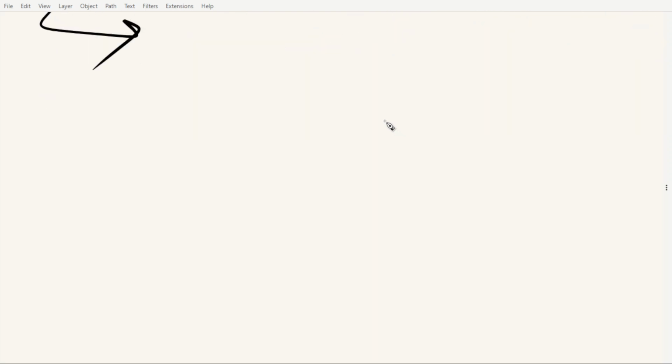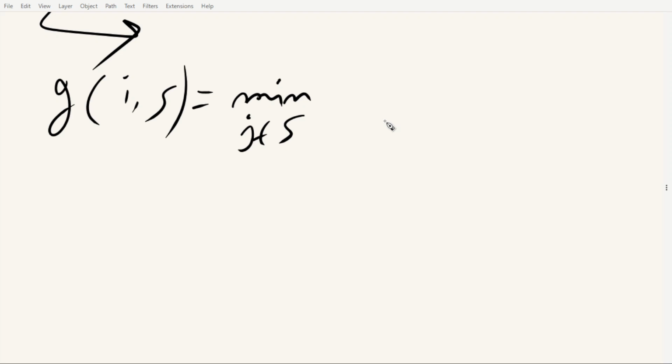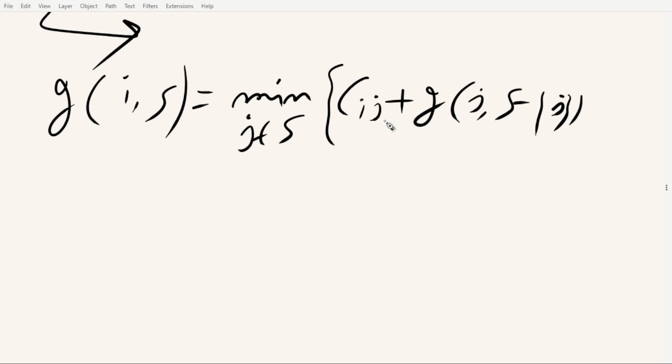Same thing we can write: G I S is equal to minimum, J is from S. From I, if we go to J, the cost is Cij plus the remaining subproblem, which is G J S minus J. So this is the recurrence for general I and S.